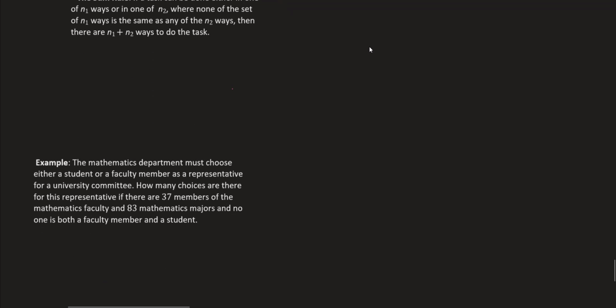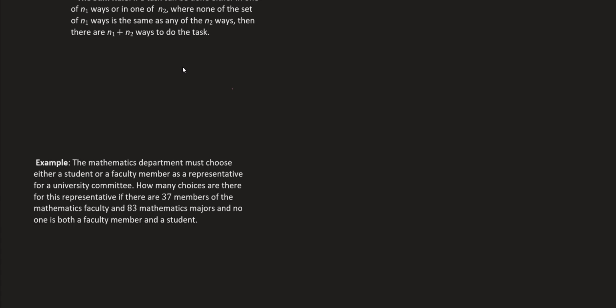Now let's discuss the sum rule. According to the sum rule, if a task can be done either in one of n1 ways or in n2 ways, and if there is nothing common between n1 and n2, then there are n1 plus n2 ways to do the task. It's just like a disjoint set where we do not have anything common between n1 and n2.